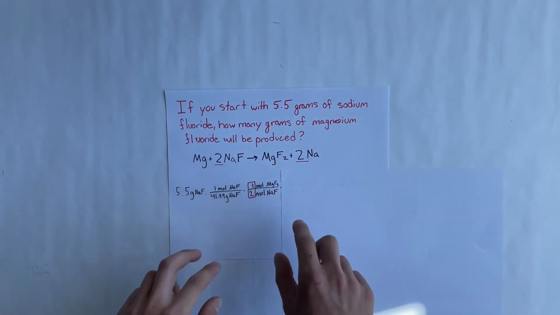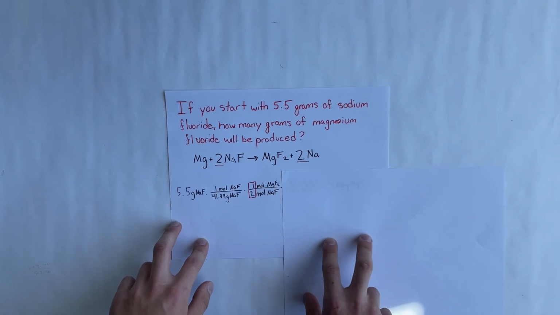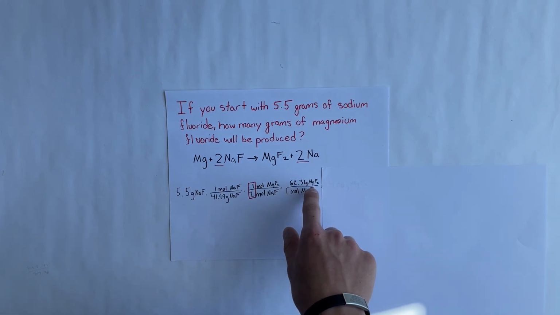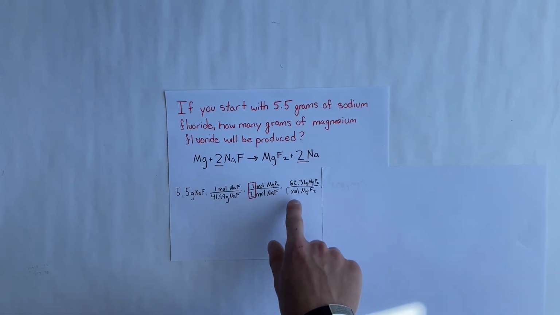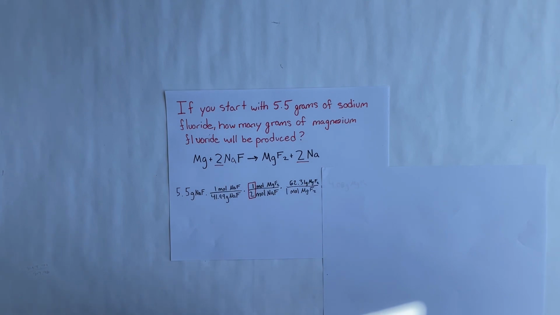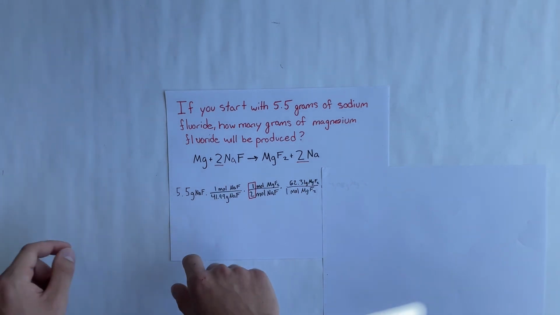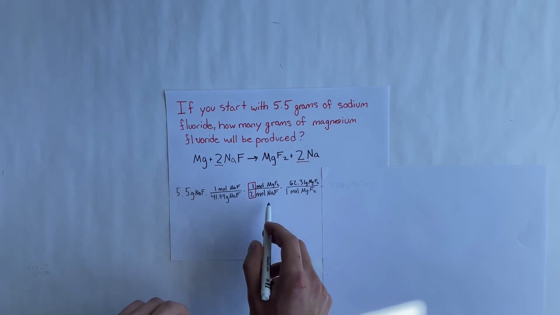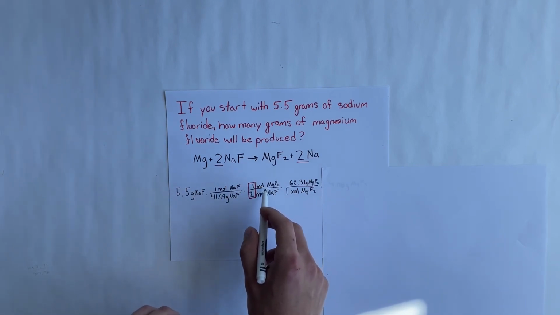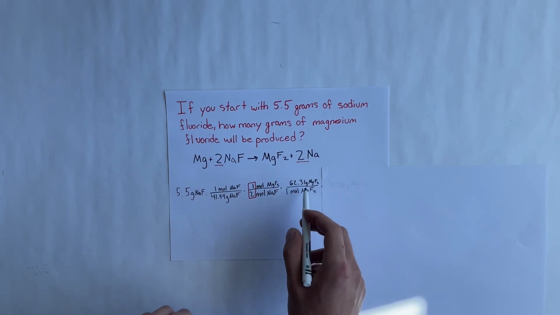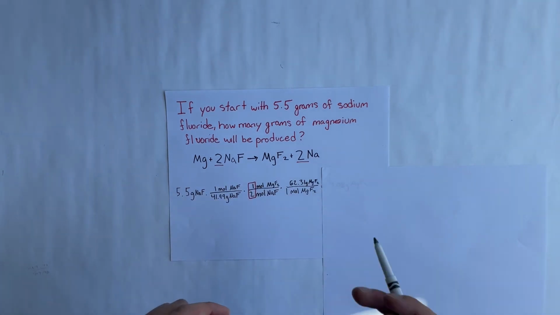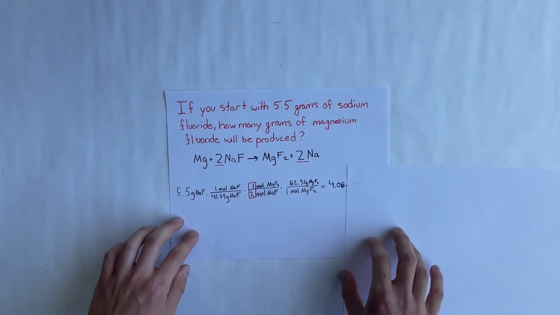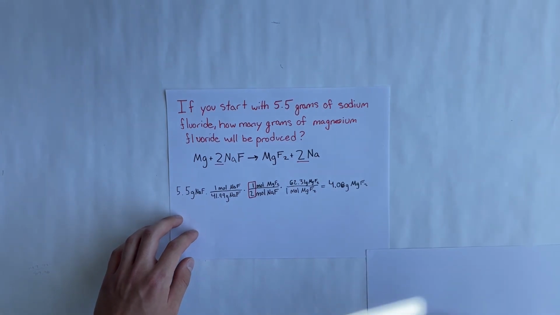Now, since we're in magnesium fluoride, we need to convert into grams. To do so, 62.31 grams of magnesium fluoride is equal to 1 mole of magnesium fluoride. Note that as we go along, the units cancel out. Moles of NaF, moles of NaF, moles of magnesium fluoride, and we end with grams of magnesium fluoride, which is what we want, as said in the problem. Our final answer will be 4.08 grams of magnesium fluoride.